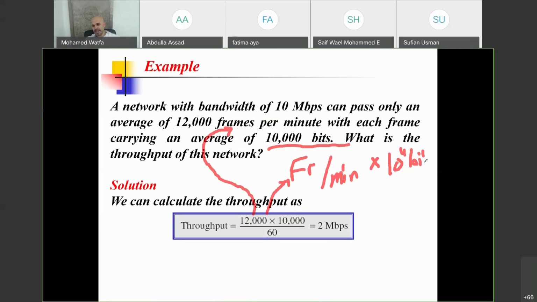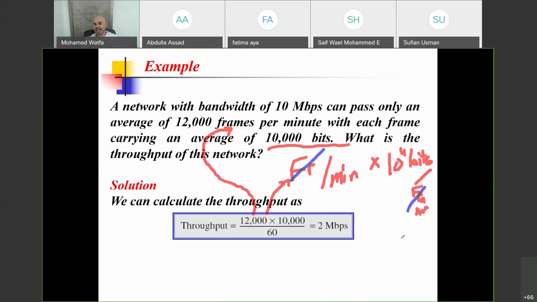Who could tell me? Come on. 10,000 bits per what? Per frame. Yes, bonus point. Who said it? Per frame. You see? This is super nice. Why did I do it this way? Because frame will cancel frame. When you put the units, you will never make a mistake.